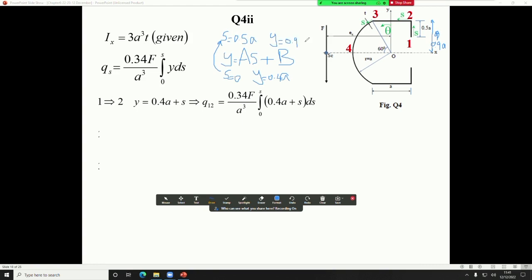Because these two axes are parallel, they have different origins, but they're parallel. There must be a linear relation between them. So at s equal to 0, y is equal to 0.4a, which is the difference between these two. At s equal to 0.5a, y is equal to 0.9a. From these two, you can find a and b. a is equal to 1, and b is equal to 0.4a.